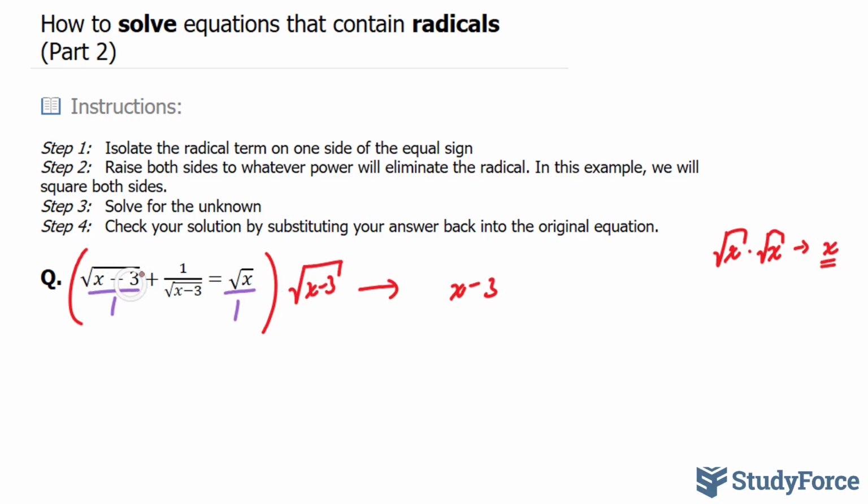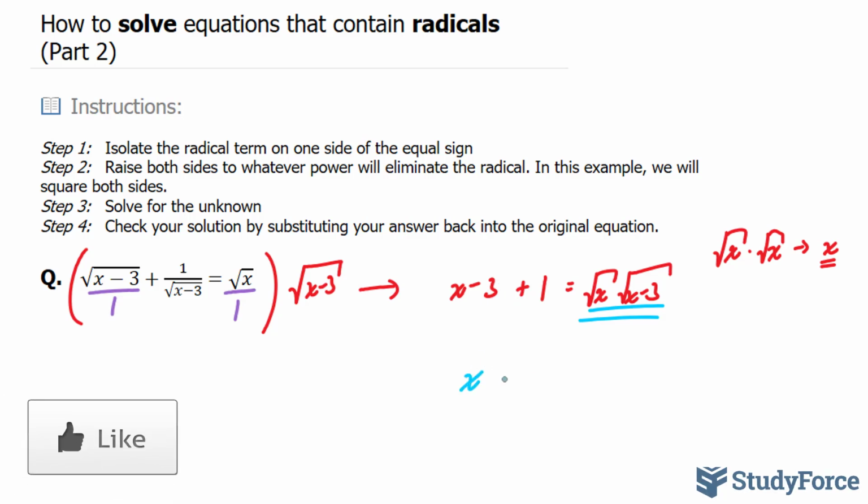Multiplying this by that gives you the inside. This multiplied to this fraction gives you the square root of x minus 3 over the square root of x minus 3, and that equals 1. So plus 1 is equal to the square root of x times the square root of x minus 3. The next step is to simplify the right side. And at the same time, I can combine negative 3 plus 1. That gives us x minus 2 is equal to.